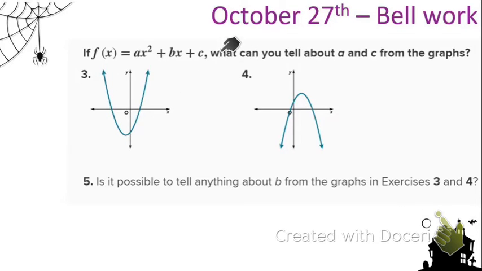So one thing, it says, what can you tell about A and C from the graph? What I know about this graph, even though I don't have the equation, is that A has to be positive because this one is a smile. So we know that for number 3, A is positive.